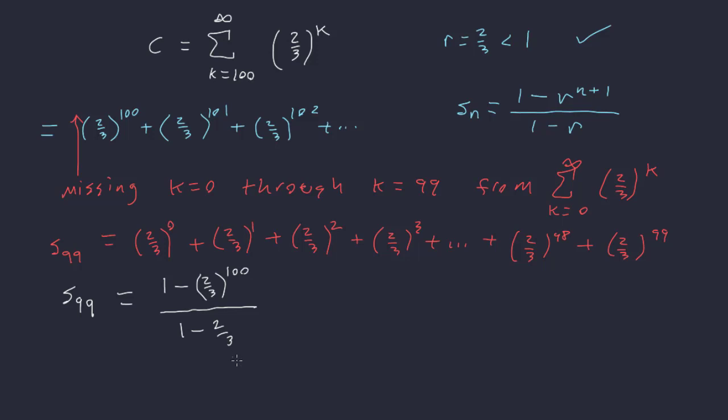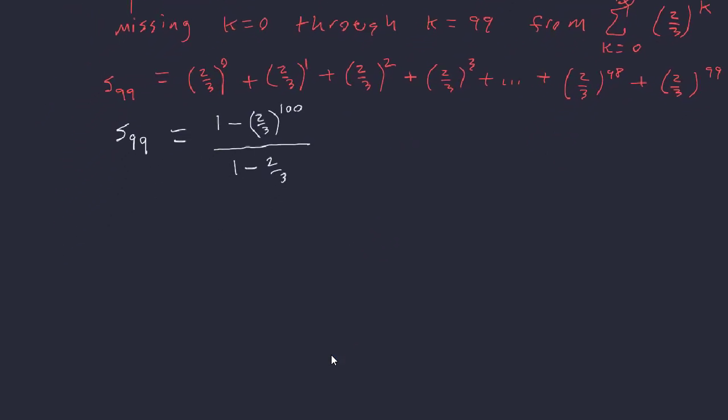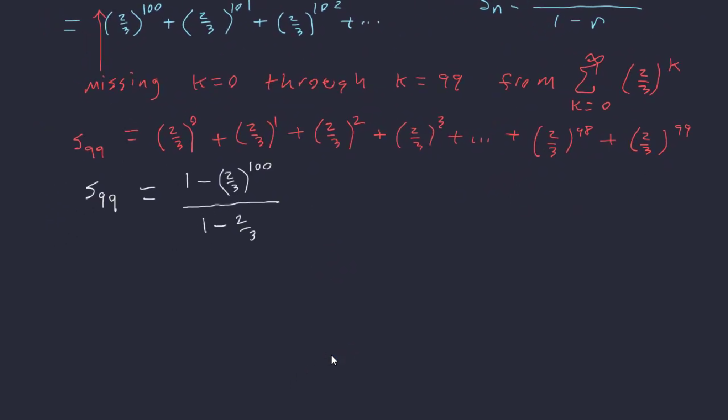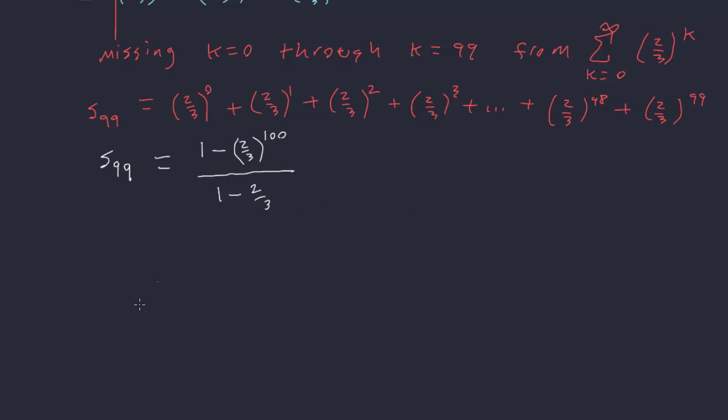Okay, so let's write a couple things here. So the series k going from 0 to infinity of 2/3 to the k is going to be 1 over 1 minus 2/3. Okay, so that will be 1 over 1/3, because that's 3/3 minus 2/3, which is 3.